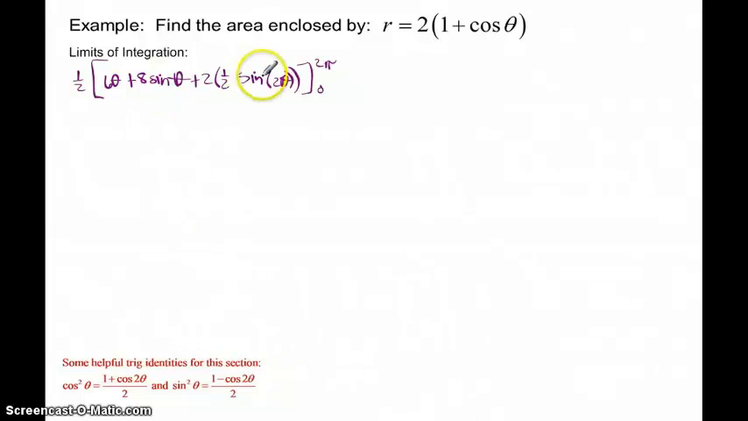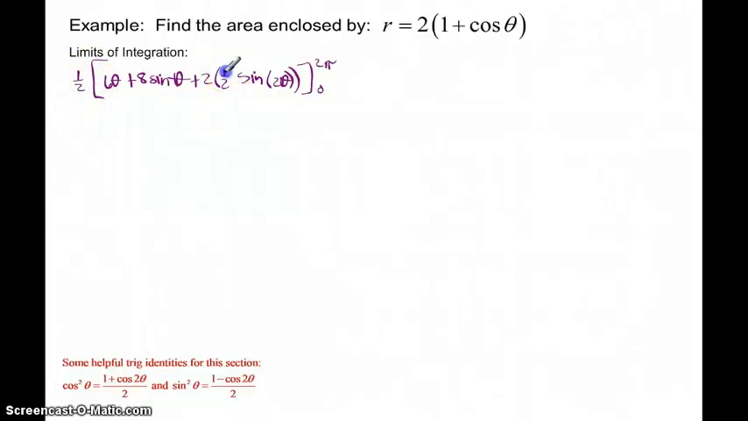Let's finish up the problem that we were working on. I just cleaned up my slide a little bit, and this should be where we were in the process of evaluating or finding the area enclosed by this limacon. So I'm going to clean it up a little bit again, and then I'll plug in my upper limit minus my lower limit to do the fundamental theorem.